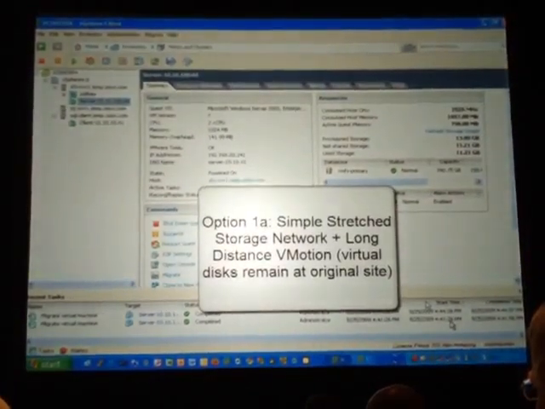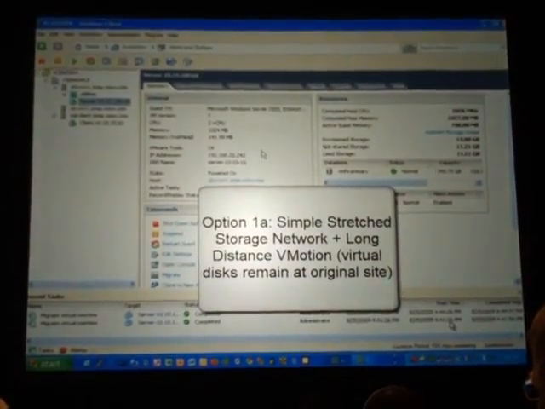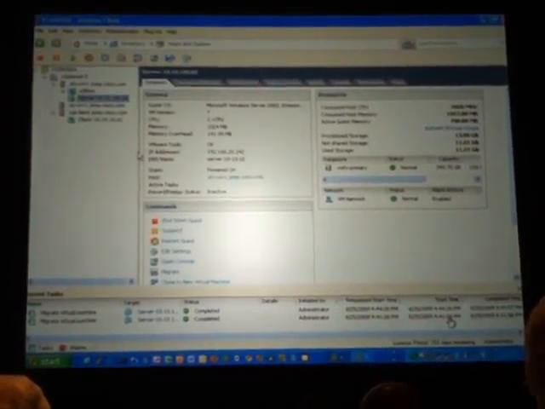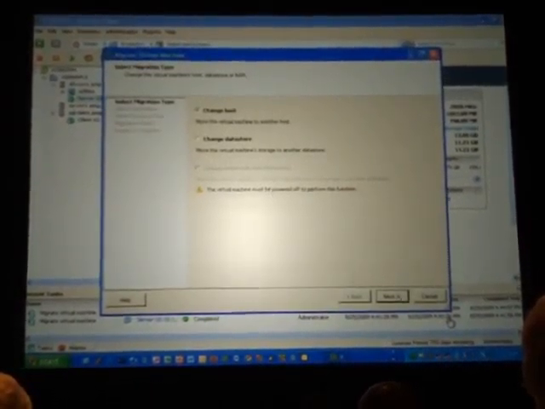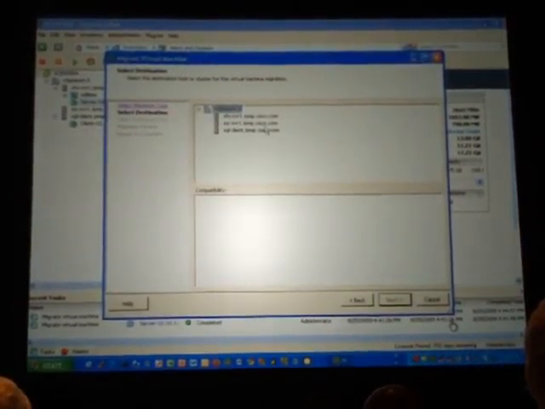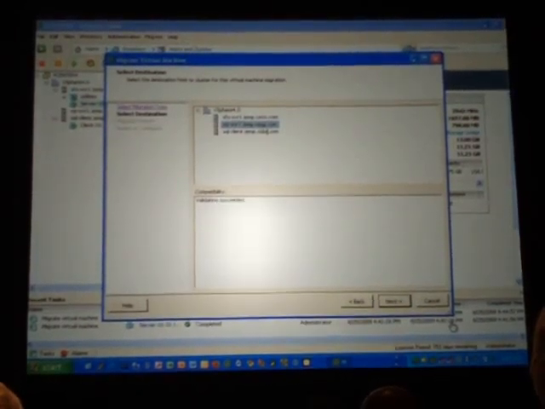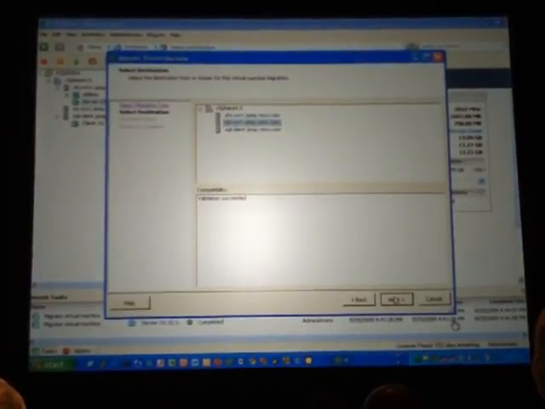So the 1A variant is simple stretch network, and the virtual disks, VMDKs and VMX files stay at the original site. So, boom, we kick off the workload. Again, note, and we're going to emphasize this later, we're moving it between two separate vSphere clusters, right? So they're not actually in one cluster, they're in two, and we'll explain why later.